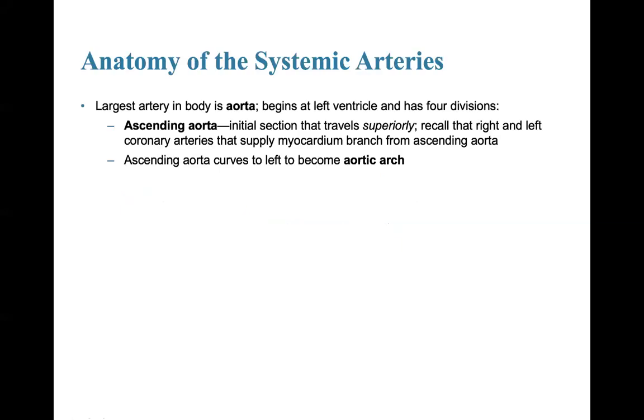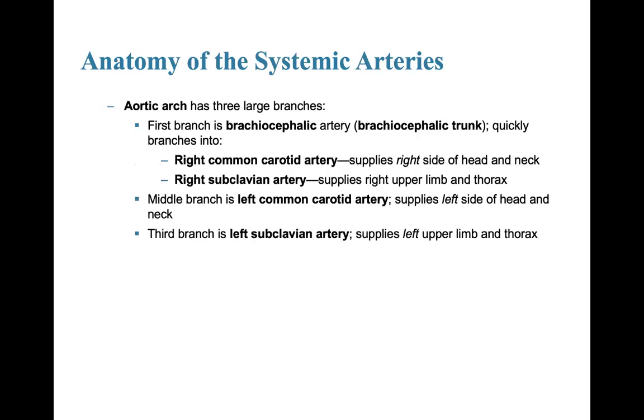So the largest artery in the body is the aorta. This begins at the left ventricle, and there are four subdivisions. You have the ascending aorta. This is the initial segment that travels superiorly. Recall that the right and left coronary arteries that supply the myocardium will actually branch off of the ascending aorta. And then this will be curved to become the aortic arch.